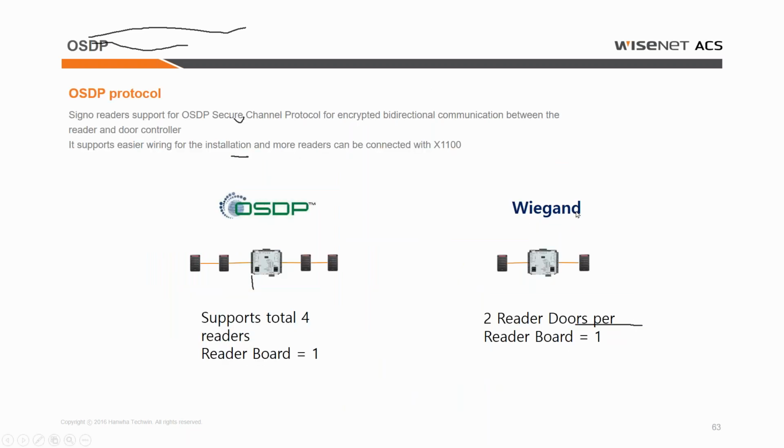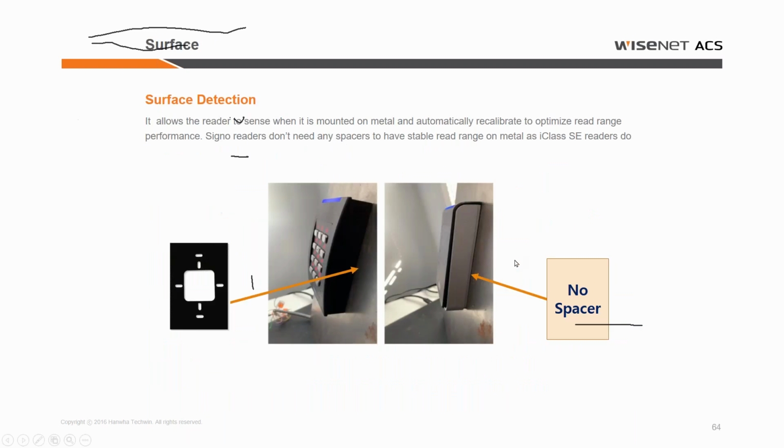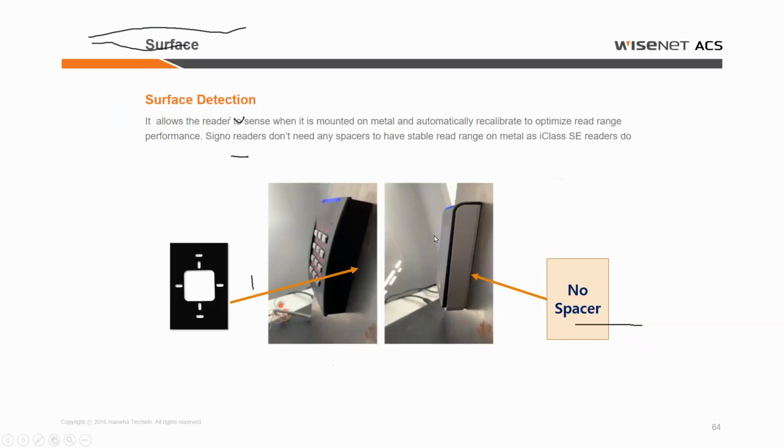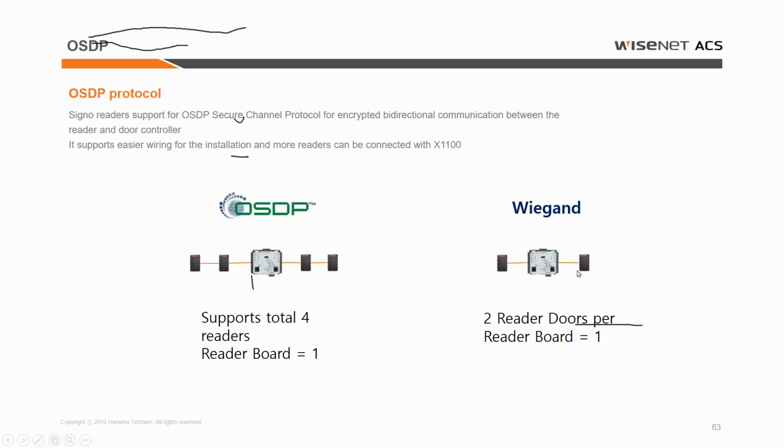Sorry, the model number is R10 Express. This is Wiegand. What is Wiegand? The protocol to speak from controller to the reader, that protocol is Wiegand protocol. There is another protocol called OSDP. OSDP means it's a more secure protocol.